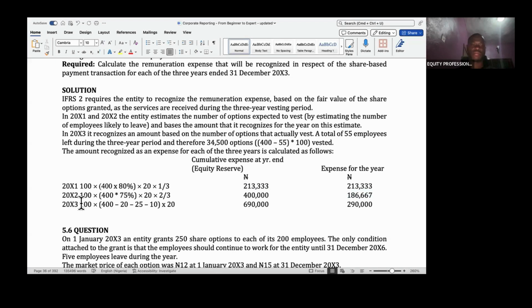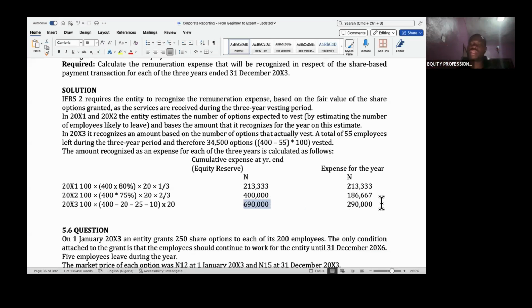Now, in year 3, we are giving each of our employees 100 options, and we're told that we have 400 employees. We're told that 20 actually left in year 1, 25 actually left in year 2, and 10 actually left in year 3. So whatever balance you have, we then multiply that by the fair value of the option at the grant date. Since this is year 3, the vesting date, it's like multiplying by 3/3, which is 1. That's why you didn't see me put anything there. That gives us a cumulative figure of 690. This 690 is the value of the option that we are giving to our employees as at this date.